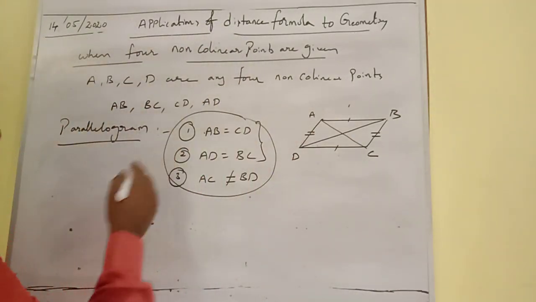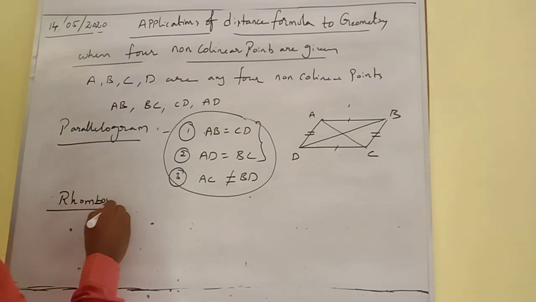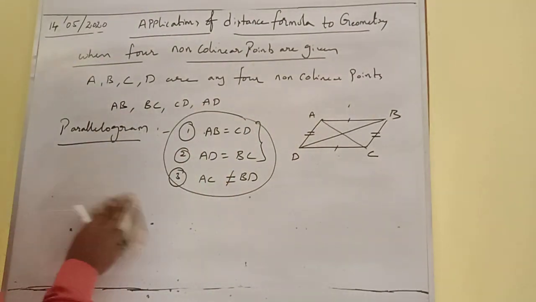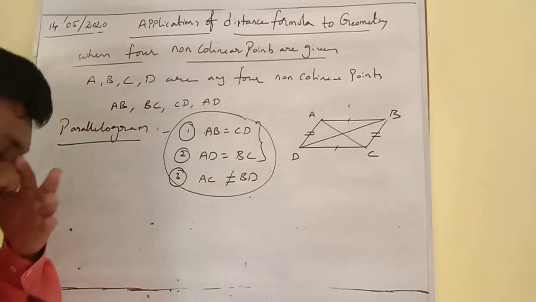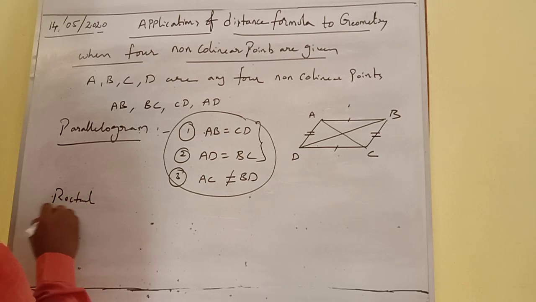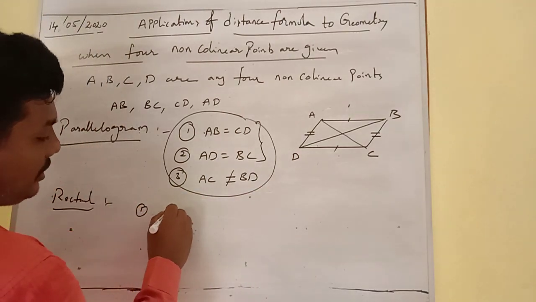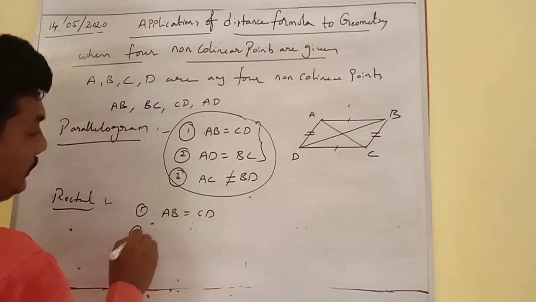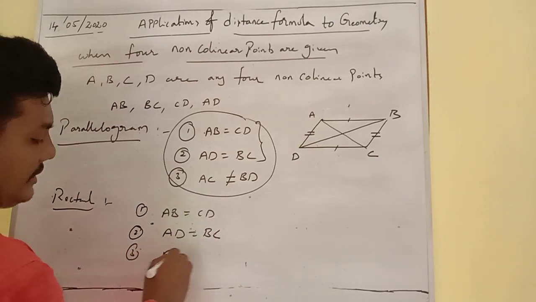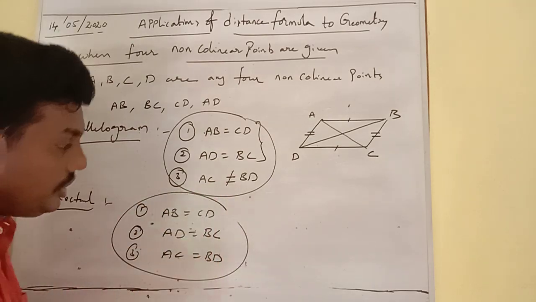Suppose another condition now, rhombus. Before going to the rhombus, we have to see a rectangle, because there is a similarity between parallelogram and rectangle. That's the reason why we go for the rectangle. So if you observe, here also the same conditions. AB is equal to CD. Second condition, AD is equal to BC. Third condition, AC is equal to BD. So here the diagonals are also equal.